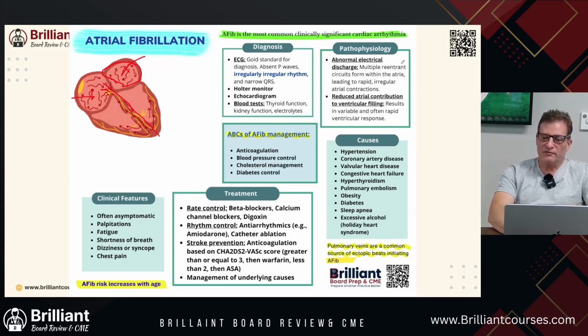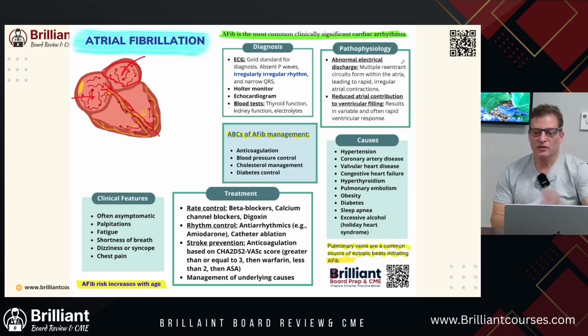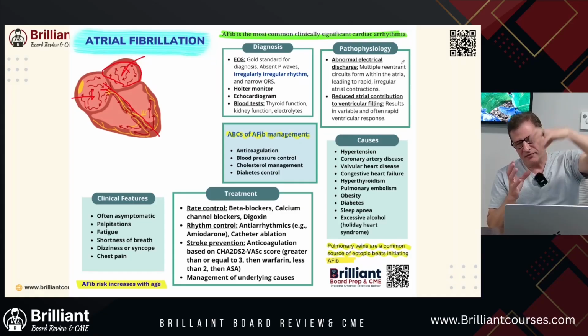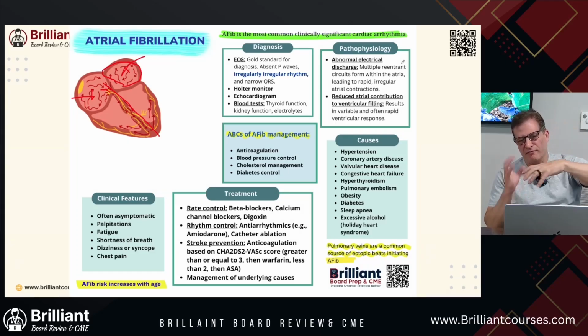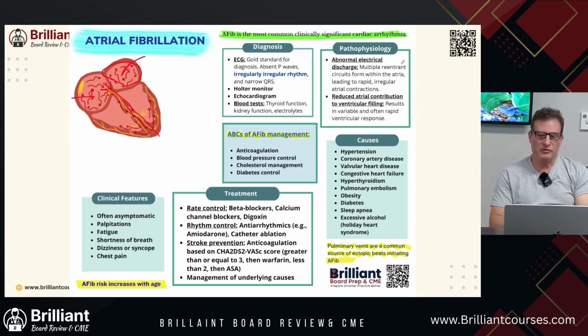So the pathophysiology is abnormal electrical discharge, with multiple reentrant circuits forming within the atria, leading to rapid irregular atrial contractions. We have reduced atrial contribution, the atrial kick into the ventricle, resulting in variable and often rapid ventricular response.